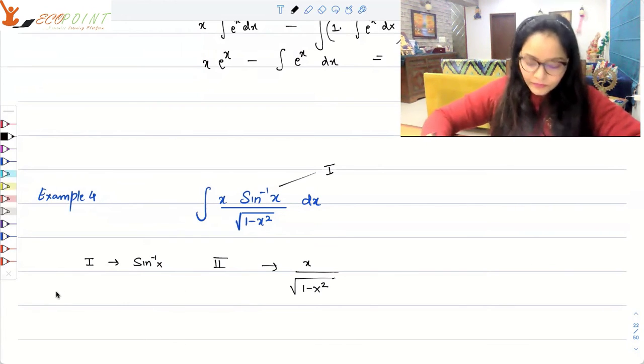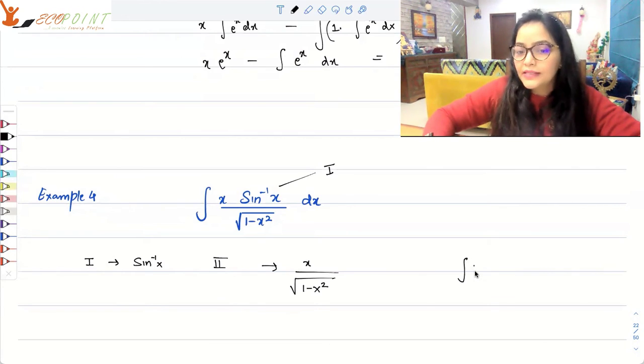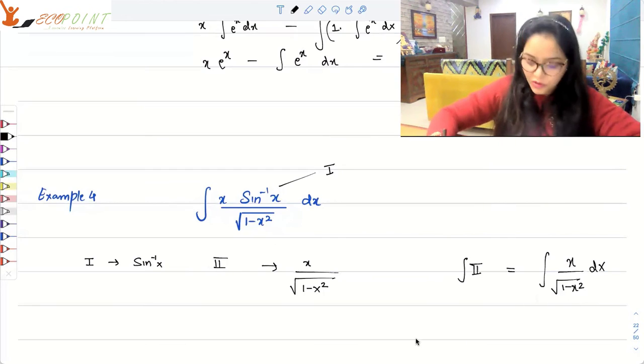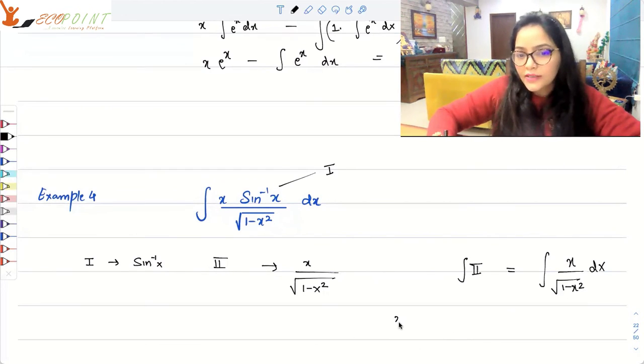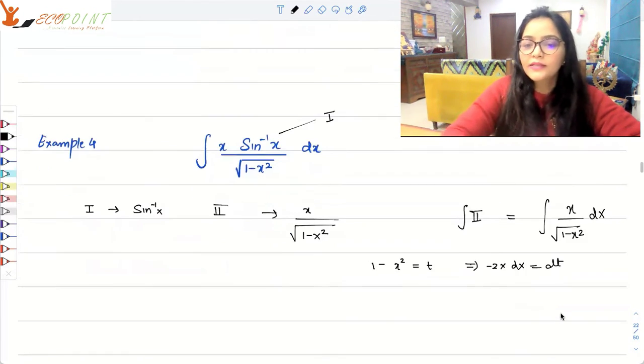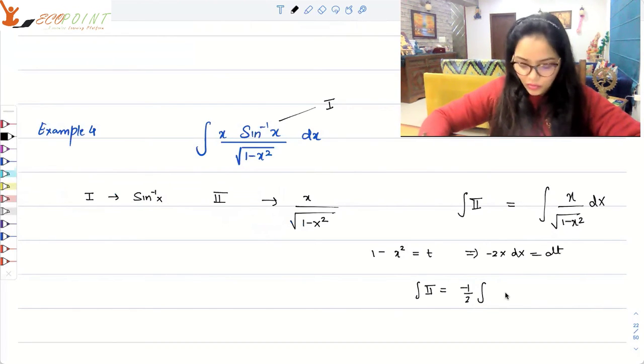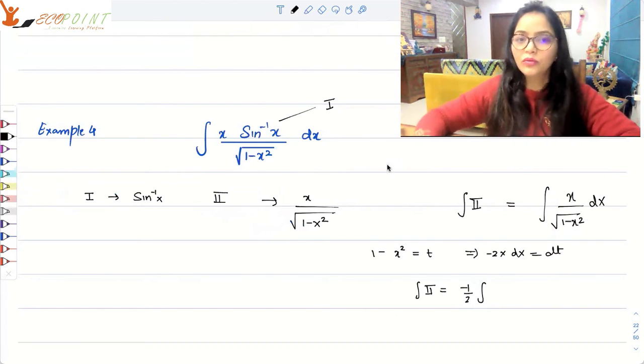So we would require integral of the second. That means we would require integral of x upon square root of 1 minus x square dx. And clearly, can you notice that you will have to use substitution here? So let's just use substitution. Put 1 minus x square as t. So that implies minus 2x dx is equal to dt. So hence, what do you get? Integral of the second one is essentially integral minus 1 upon 2. Let's just substitute in here.